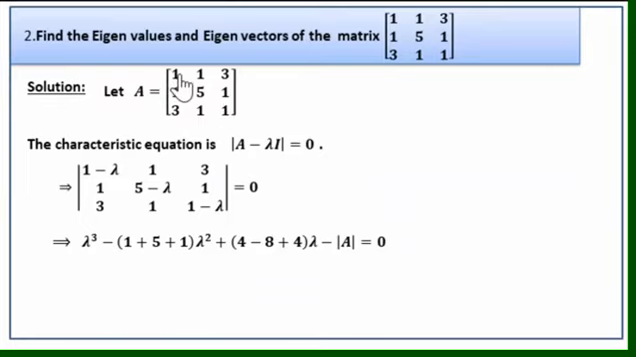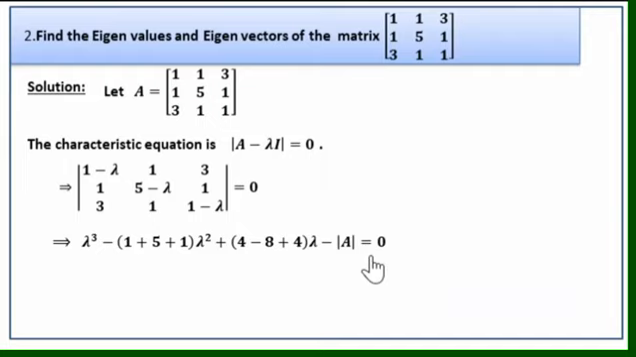Okay, so what is the minor of 1? It is the determinant obtained by deleting the row and column containing 1, that is, 5 into 1 minus 1 into 1, that is 5 minus 1, 4. Similarly, the minor of 5 is 1 into 1 minus 3 into 3, that is 1 minus 9, minus 8. Then we have the minor of 1, which is 1 into 5 minus 1 into 1, 4. Then minus determinant of A equal to 0.